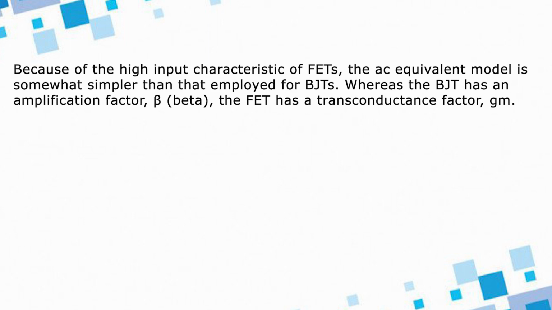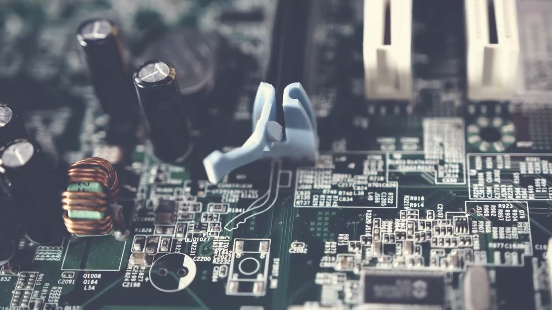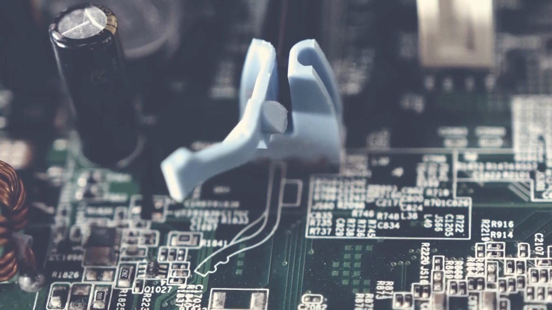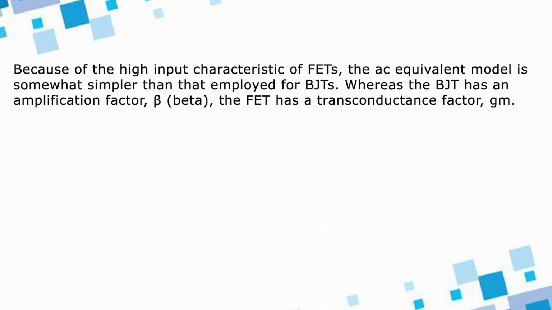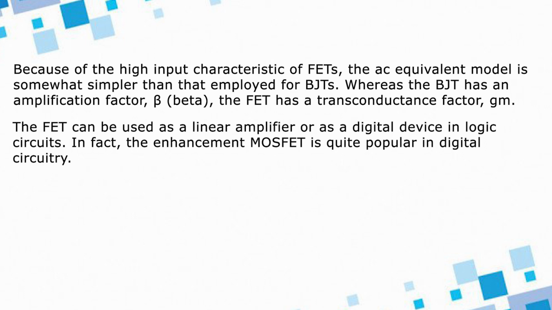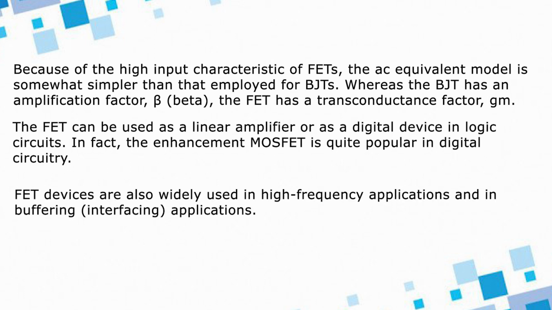Because of the high input characteristics of FETs, the AC equivalent model is somewhat similar to that employed for BJTs, whereas BJT has an amplification factor beta, the FET has a transconductance factor gm. The FET can be used as a linear amplifier or a digital device in logic circuits. In fact, the enhancement mode MOSFET is quite popular in digital circuitry. FET devices are also widely used in high frequency applications and in buffering applications.